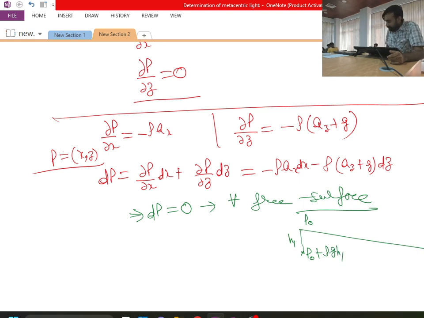If you calculate pressure at this point, what will be pressure? P naught. At this point, P naught plus, what is above this? Air. Vertically above this is air, which is of negligible density. So rho gh can be neglected. So ultimately everywhere over the free surface pressure is P naught.